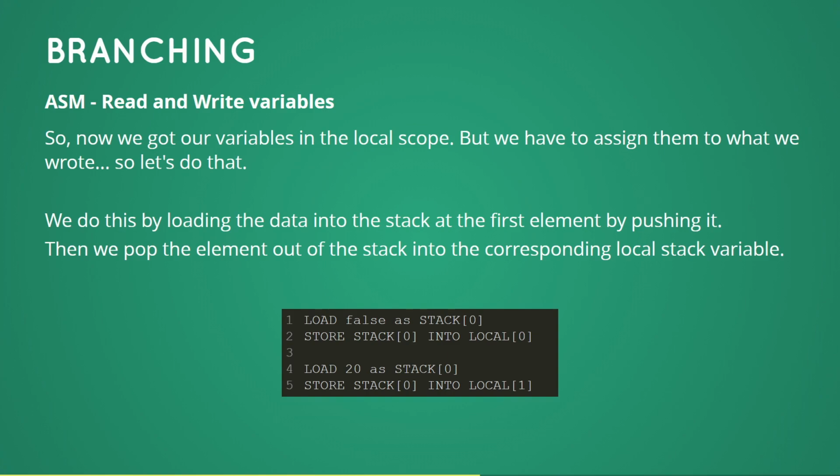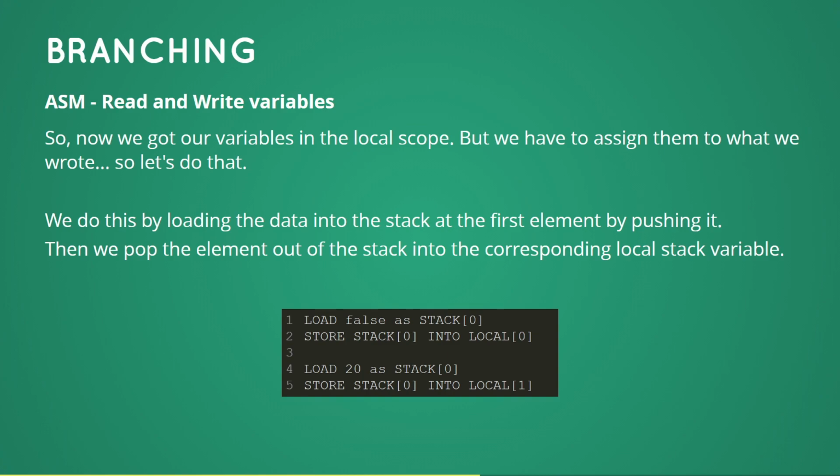So now let's do that. We do this by loading and storing the information into the stack at the first element by pushing it. Then we have to pop the element out into the corresponding local scope for the variable that we need it to be. So this will typically be an index. So for the next example, we load false to the stack as the first element, then we pop the element, or we store the element, into the local index 0, which would be can drive boolean.